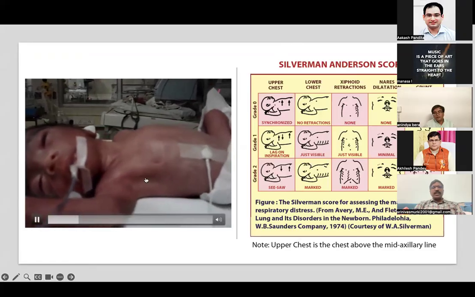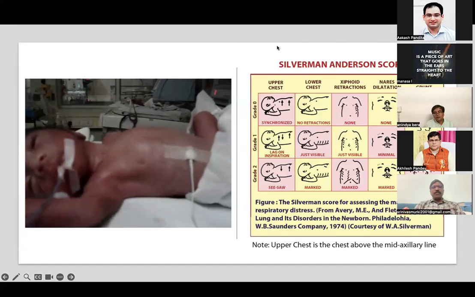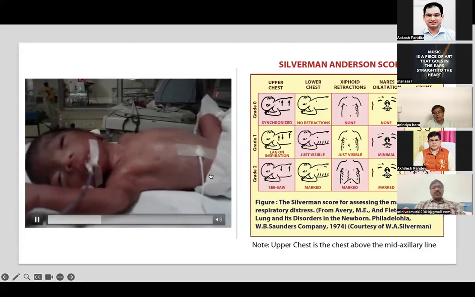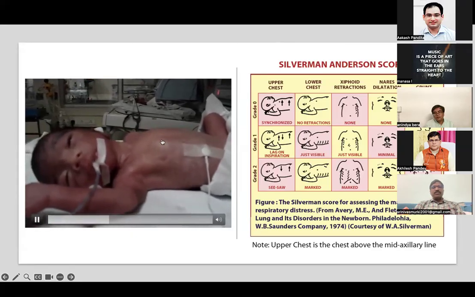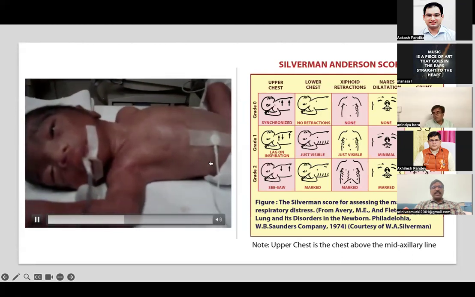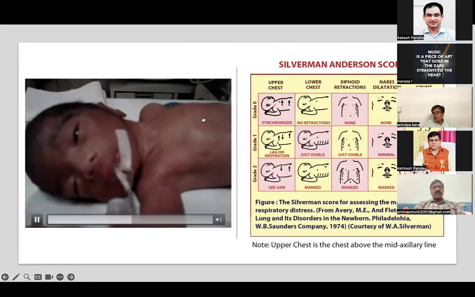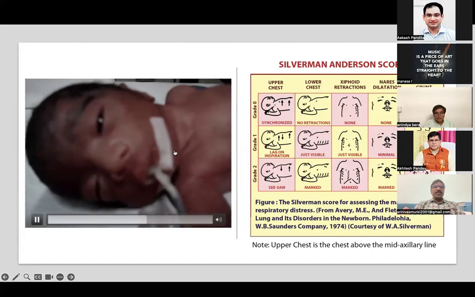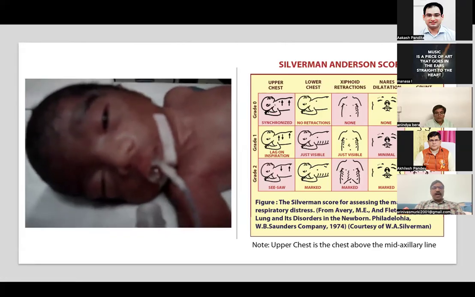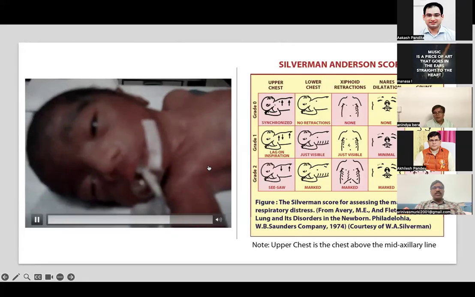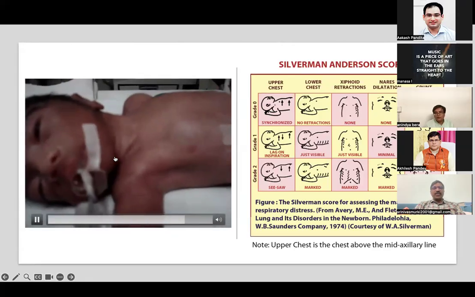So you can see the upper chest, the chest above the mid-axillary line. You can see the abdomen moving up, the chest is getting sucked inside. There are some retractions below the mid-axillary line. There is some sternal retraction, and you can see the nasal flaring and the grunt you can all hear. So adding up, the score was about 7. The upper chest 2, lower chest 1, sternal 1, grunting 2, and nasal flaring 2.